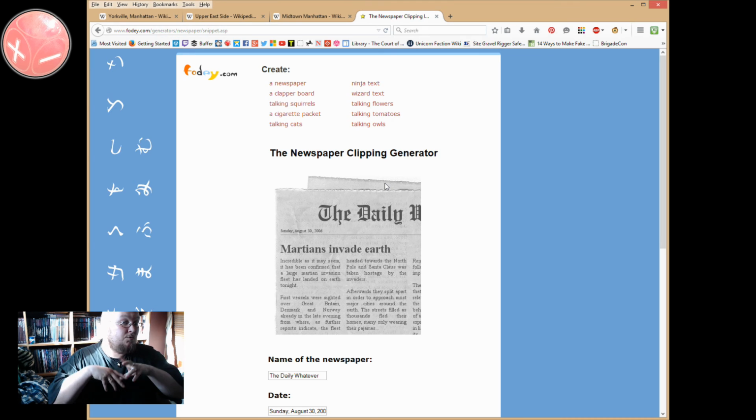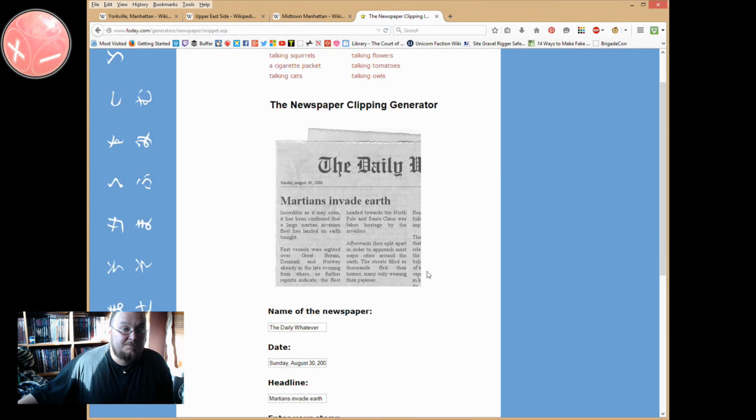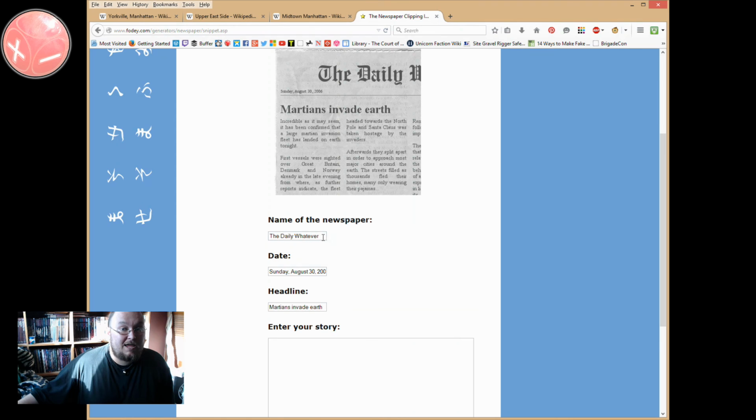And because I don't want to go to all the effort of creating a whole newspaper, I'm going to use this handy newspaper clipping generator website here, which I'll put a link to in the description at the bottom of this video. And this just allows you to fill in some quick details.